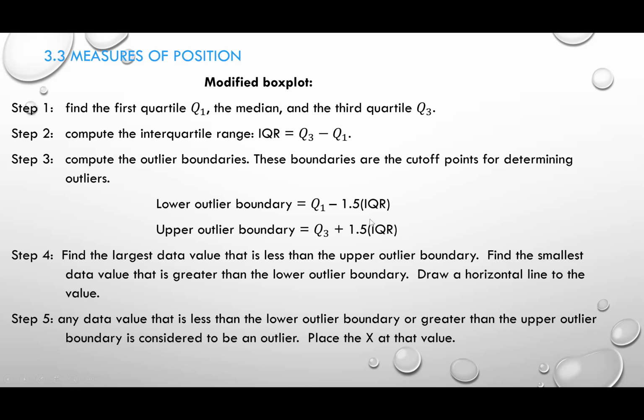Okay, so again, we need to know my boundary. We need to know my limitation. If it's beyond this limitation, we say that it's an outlier. If it's within, then there's no number outside of the boundary, then we say there's no outlier.